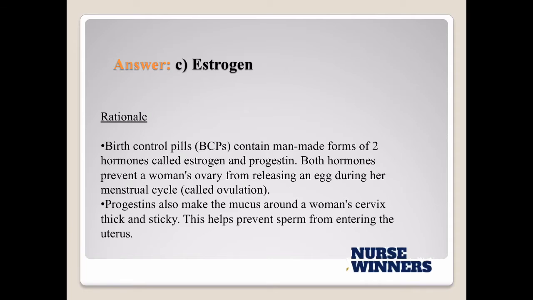Estrogen. Rationale. Birth control pills contain man-made forms of two hormones called estrogen and progestin. Both hormones prevent a woman's ovary from releasing egg during her menstrual cycle. Progestins also make the mucus around a woman's cervix thick and sticky. This helps to prevent sperm from entering the uterus.